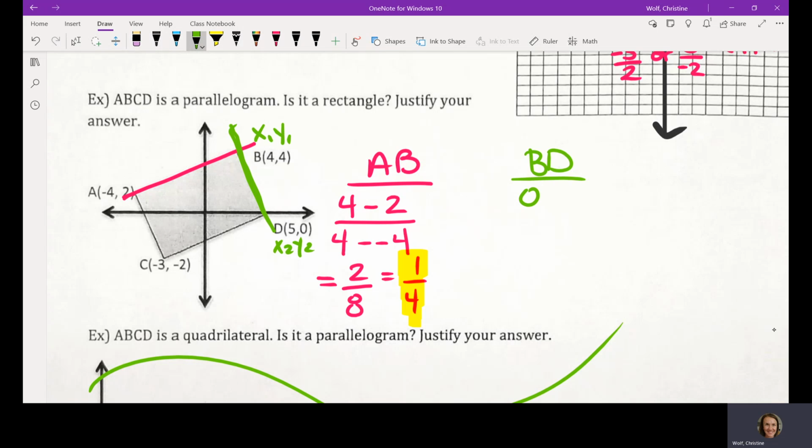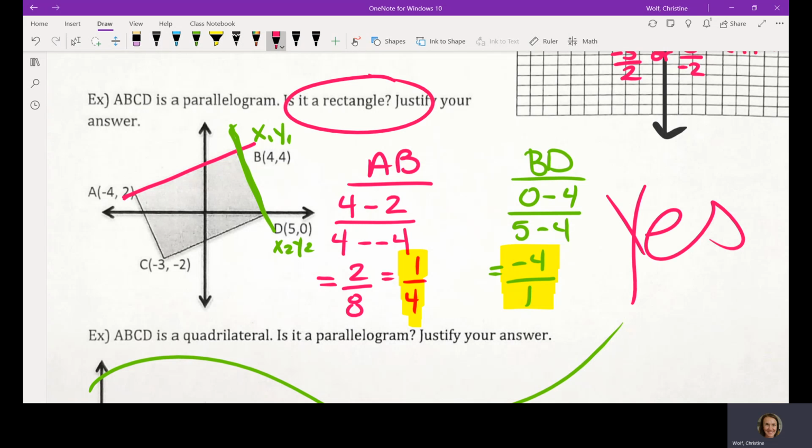So y2 would be 0 minus 4 divided by x2 would be 5 minus 4. On top, 0 minus 4 is negative 4. On the bottom, 5 minus 1 is 4. There's my two slopes. Are they perpendicular? Are they opposite reciprocals? Yeah, the fraction is flipped and the symbol is the opposite. So the big answer to this question is yes, it is a rectangle.